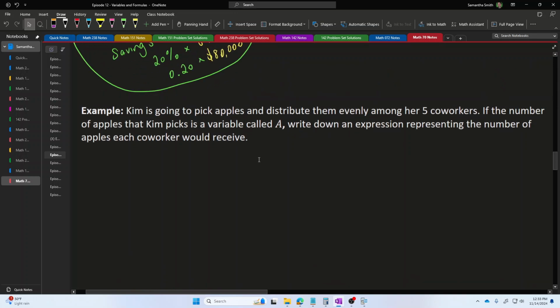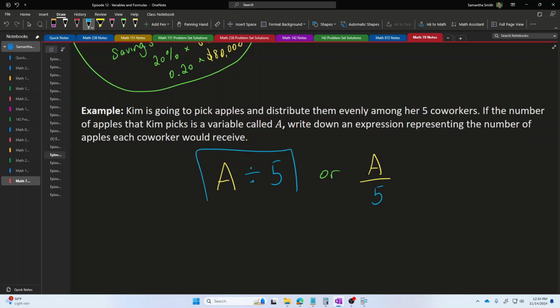Now, if I have an amount of apples and I want to distribute and share them evenly among 5 people, to figure out how much each person would get, I would divide. I would divide the number of apples I have by the number of coworkers I have. The number of apples is currently unknown, and then I would divide that by the number of coworkers. A divided by 5.